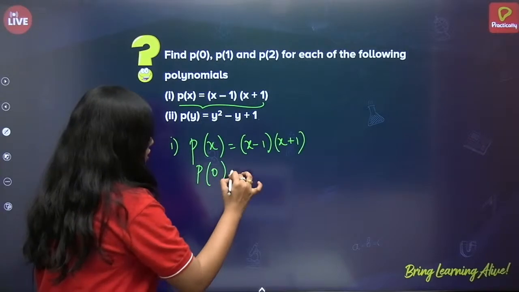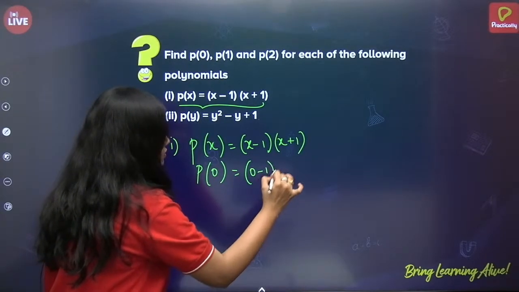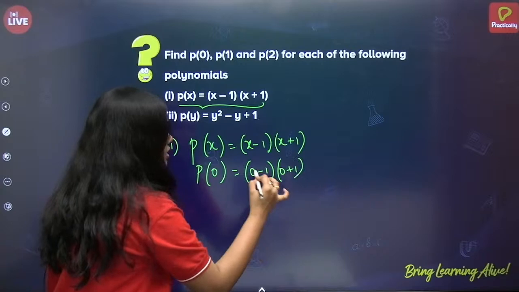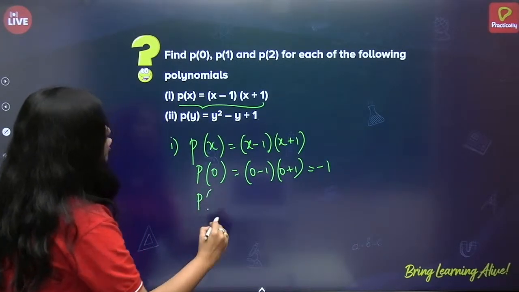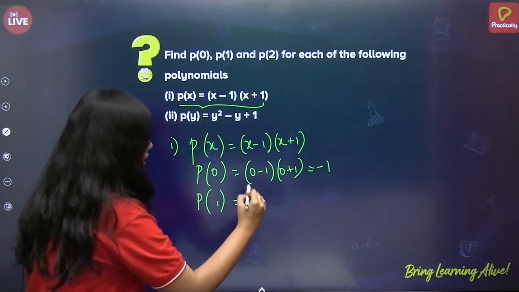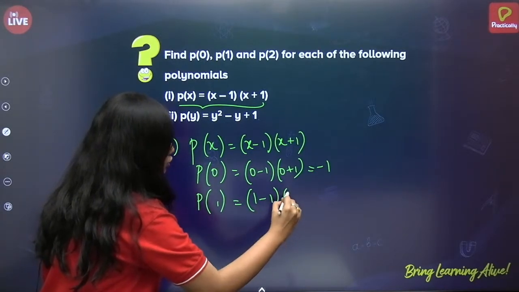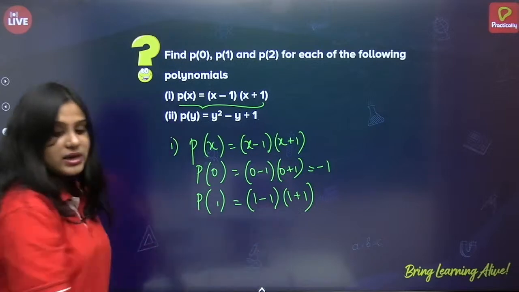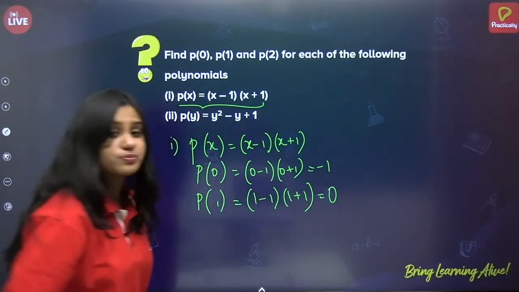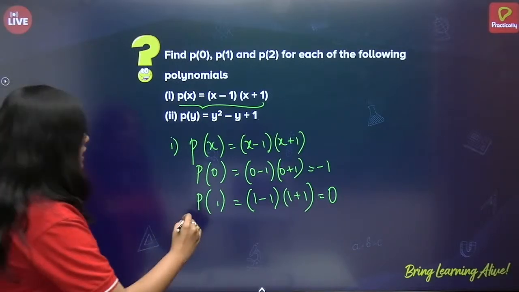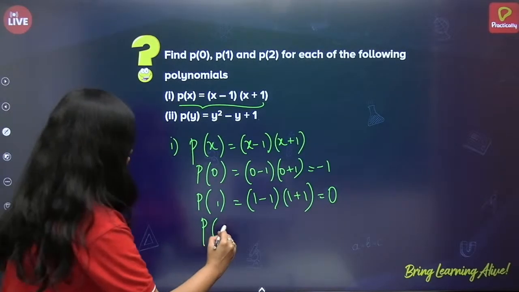So P of 0 is equal to (0 minus 1)(0 plus 1), which is minus 1 into 1, so minus 1. Now next is P of 1. Substitute 1: (1 minus 1)(1 plus 1). 1 minus 1 is 0, so 0 into anything is 0. So 0. Right.